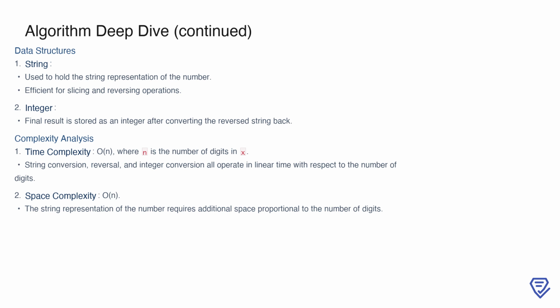Now, let's analyze the complexity of this algorithm. The time complexity is O(n), where n is the number of digits in the input integer x. This is because converting the number to a string, reversing the string, and converting it back to an integer all operate in linear time relative to the number of digits. The space complexity is also O(n), since the string representation of the number requires additional memory proportional to the number of digits. Overall, this is an efficient solution given the constraints of the problem.